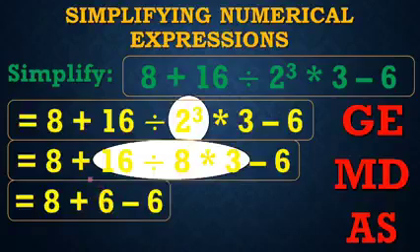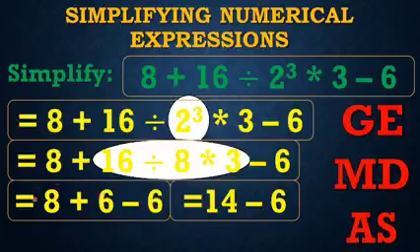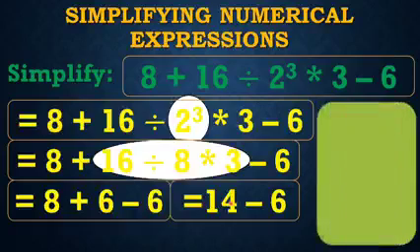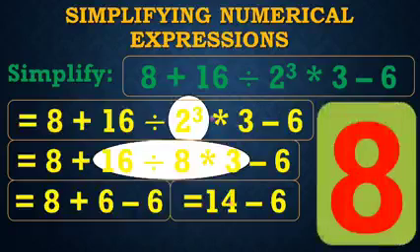In our new numerical expression, we have 8 plus 6 minus 6. The addition comes first, so we add first. 8 plus 6 is equal to 14. Then copy minus 6, and 14 minus 6 is equal to 8. And 8 is the final answer for this expression. Hence, 8 plus 16 divided by 2 cubed times 3 minus 6 is equal to positive 8. That's the answer.